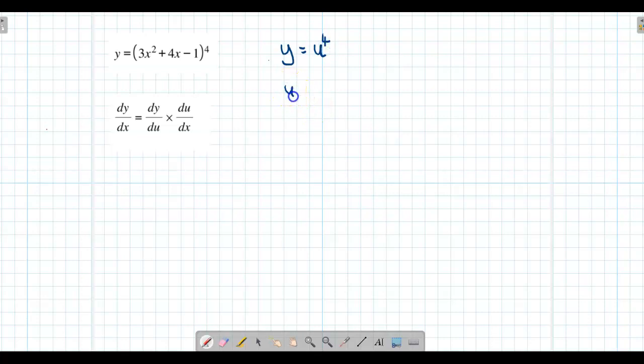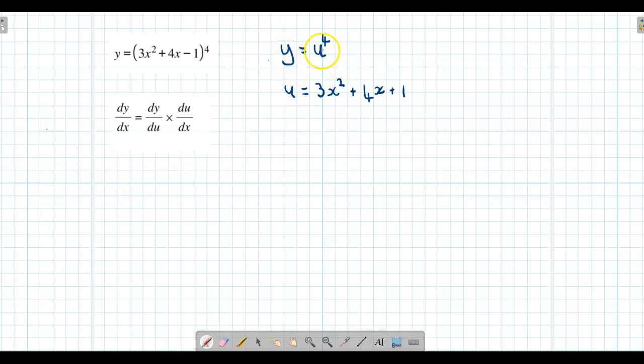And in this case, I'm making u the thing in the bracket, because as it stands, to expand that bracket to multiply out 4 times would be a very complicated process. So this is a very simple and effective way to differentiate. And it also is something you need to know for your integration.